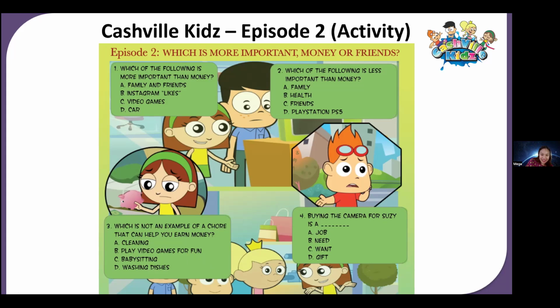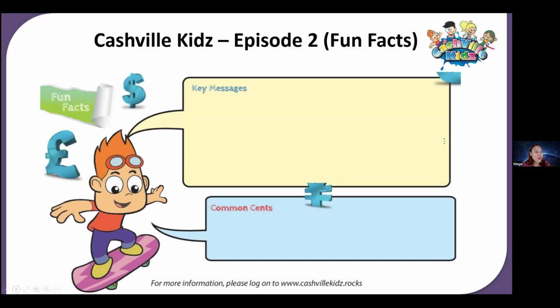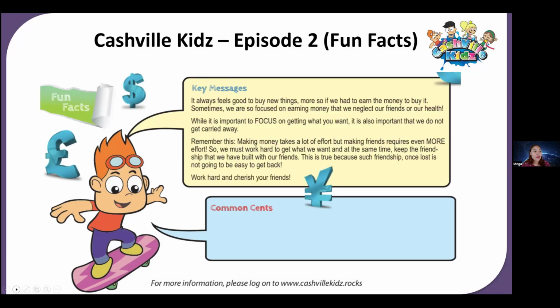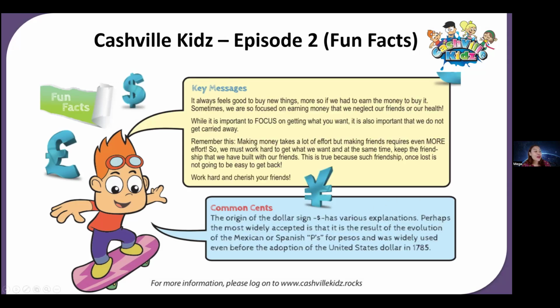Okay, so we're moving on to the last episode for this session, which is episode 3. But before that, let's have a read of common sense. Did you guys know that the origin of the $ sign has various explanations? Perhaps the most widely accepted is that it is a result of the evolution of the Mexican or Spanish P for pesos, and was widely used even before the adoption of the United States dollar in 1785. How cool is that?